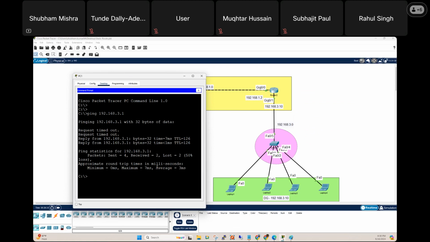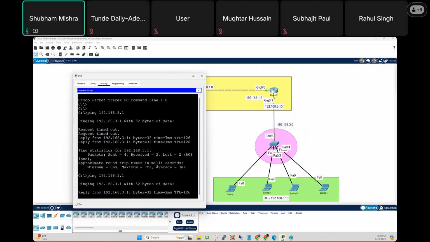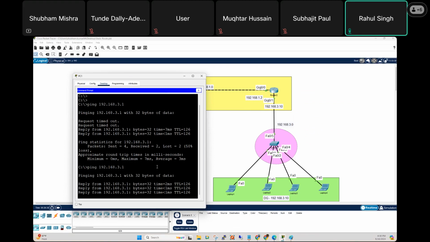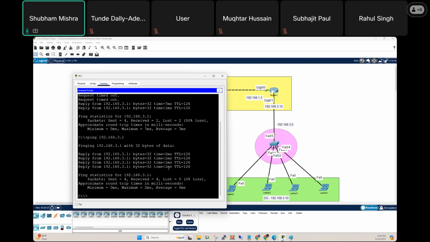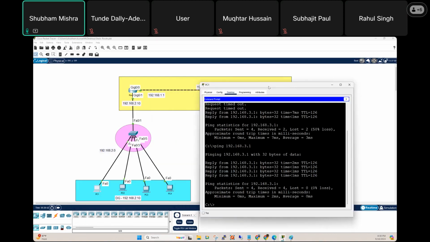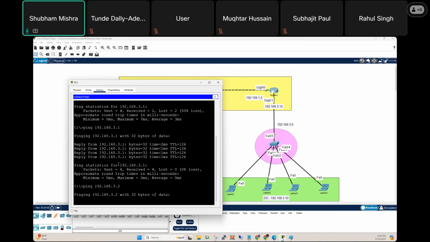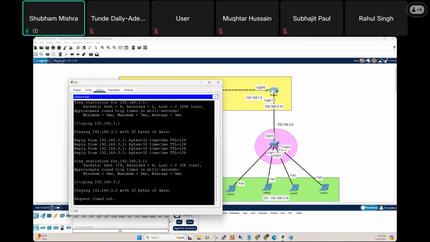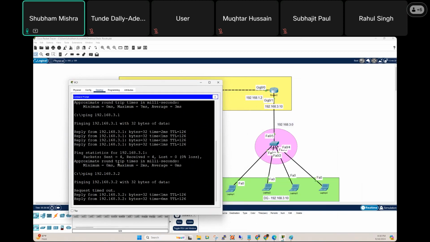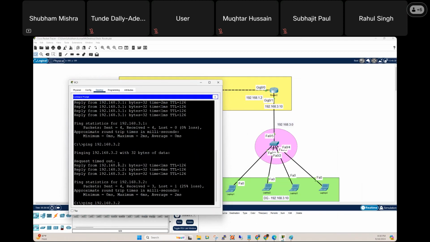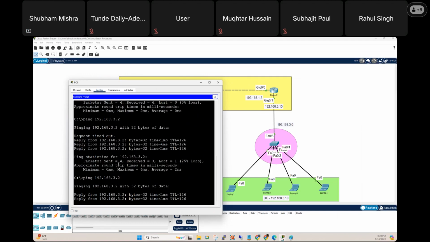This is because of ARP, right now, everyone? Yes, sir. I'm pinging again. See, communication is happening. There is no problem. It means I am able to ping from PC number 1 to laptop number 1. There is no problem. But let's suppose I am trying to ping from PC number 1 to laptop number 2, can I ping? Yes, sir. I can ping, there is no problem.